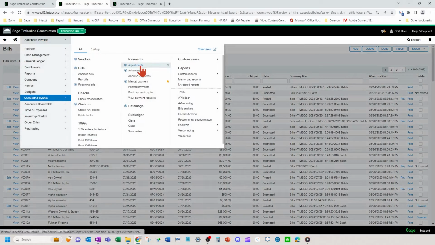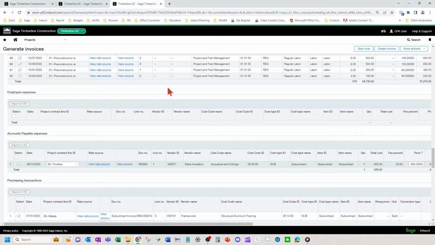Okay, so if you don't do it as a negative AP bill and you do it as an AP adjustment instead, it does not flow through to the generate invoice screen in this section. So the negative AP bill I put in does flow through as a negative cost, and then the marked up negative price.